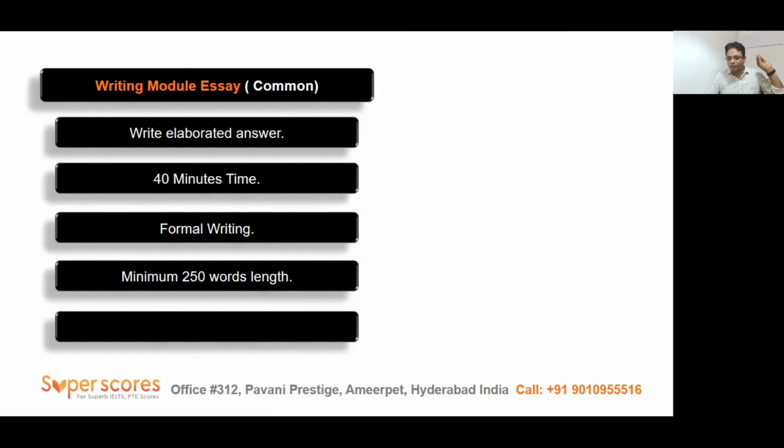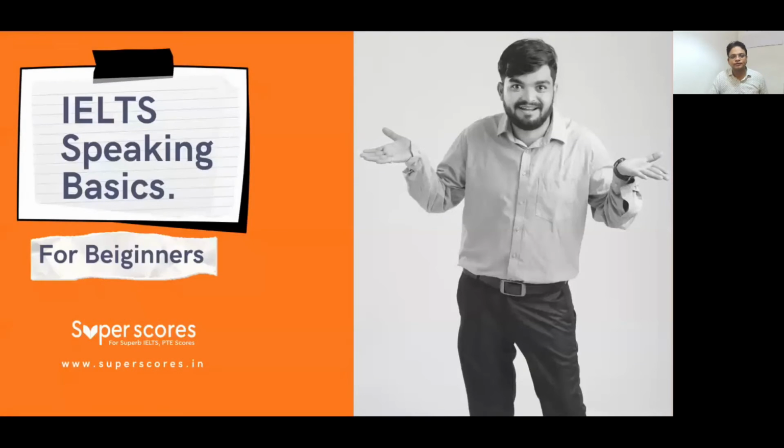Okay, the minimum number of words you have to write in an essay is 250 words. You cannot write less than 250 if you are expecting a good score. There are exceptions, but 250 words essay you have to write minimum. It's a common question for academic and general test takers.